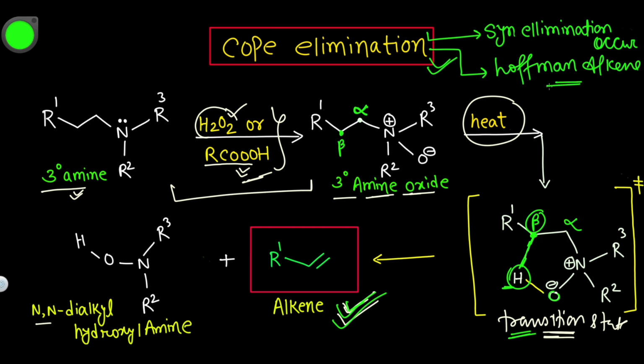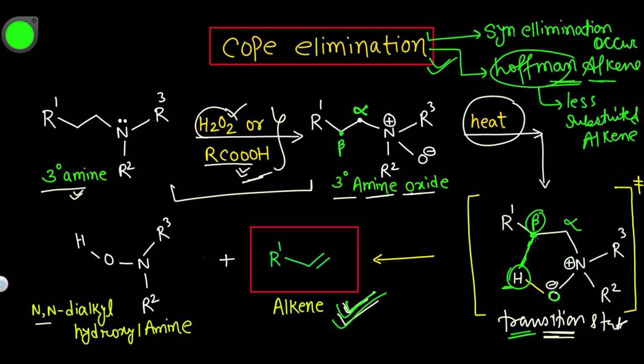Pay attention to my words: I am saying that generally you will get a Hofmann alkene. But there is a case when you get a Saytzeff alkene, a more substituted alkene. I hope you all know what a Hofmann alkene is. A Hofmann alkene is a less substituted alkene. If you get a more substituted alkene, then we call that a Saytzeff alkene. So there are two general features.